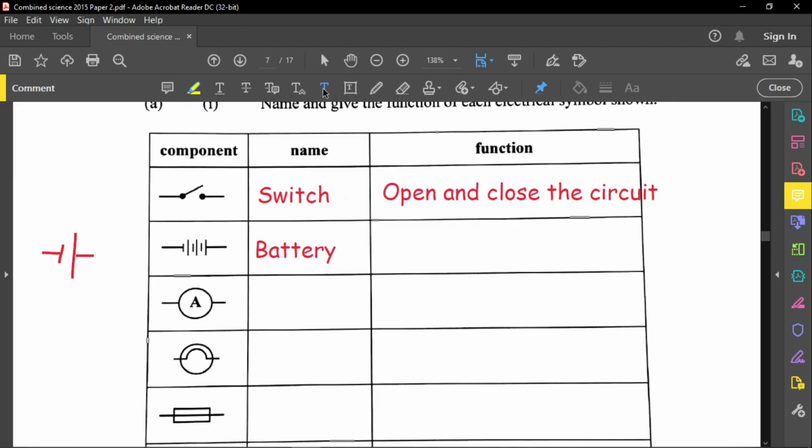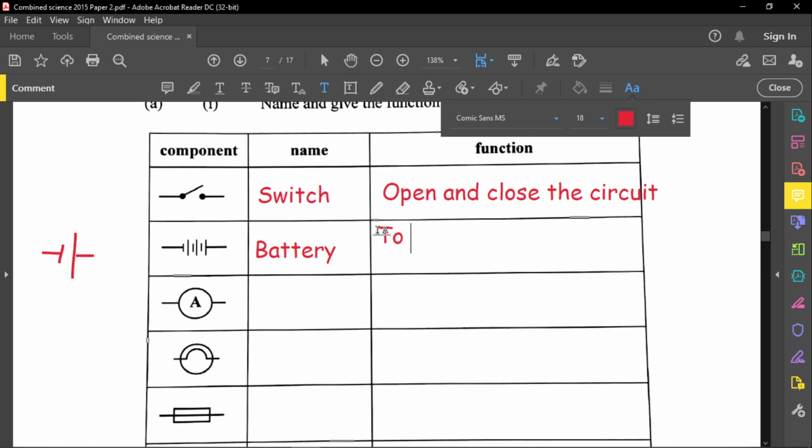And so here the function of a battery is to supply electric charge to the circuit. So this is to provide electric charge to the circuit.